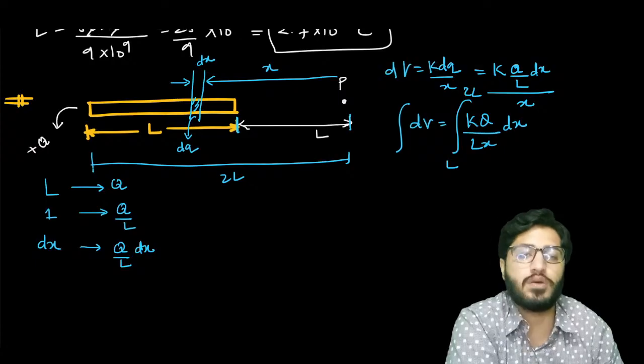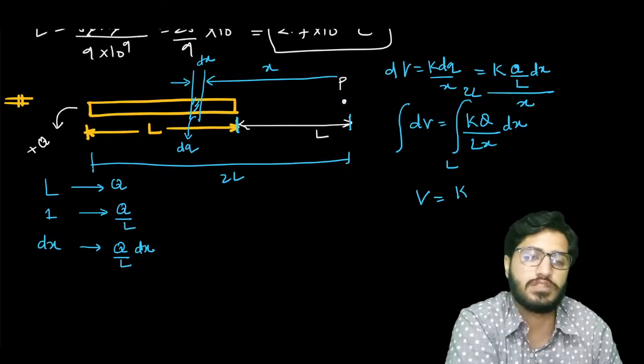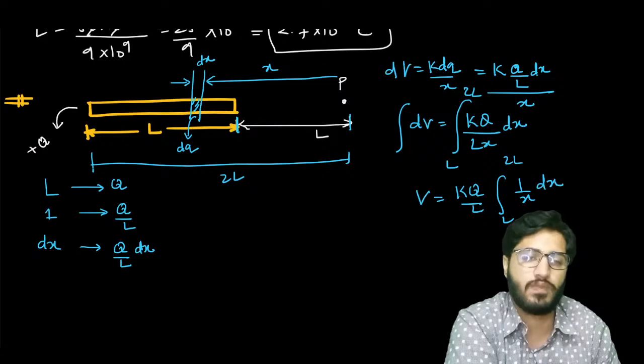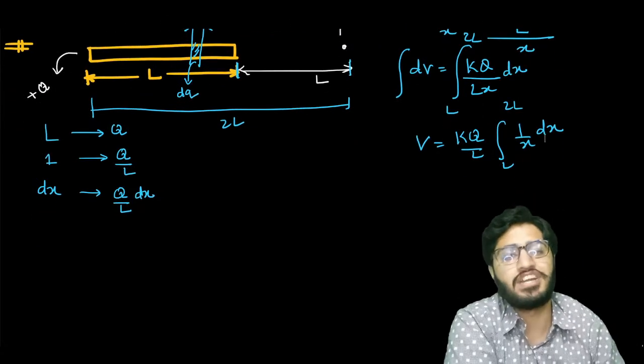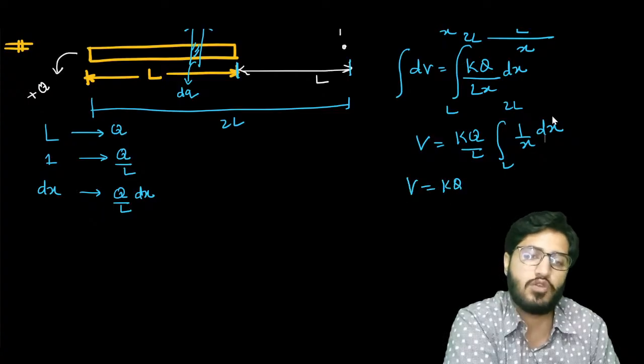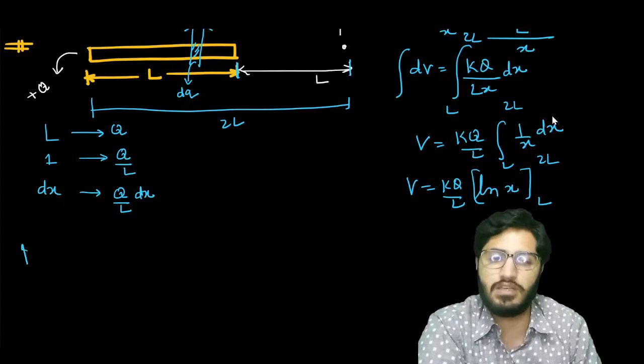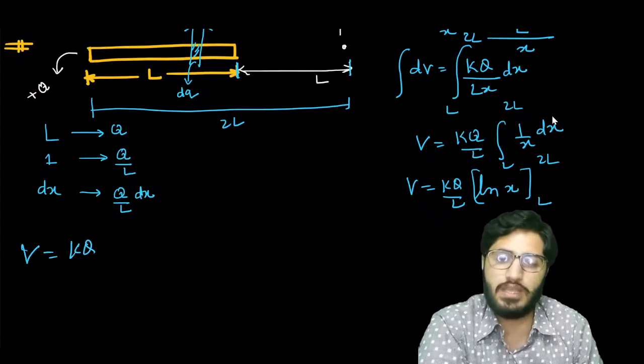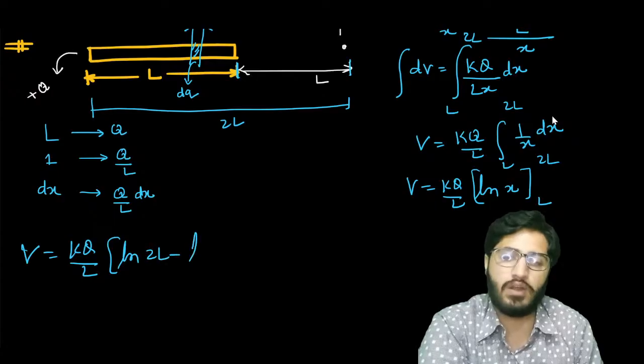The integration of dV will be V only. K is constant, Q is constant, L is constant. Integrate from L to 2L only 1 by x dx. Look, the integration of 1 by x is ln of x. So I will write V equals KQ by L, then ln of x. Upper limit is 2L, lower limit is L. So V came out to be KQ by L, upper limit ln of 2L minus lower limit ln of L.